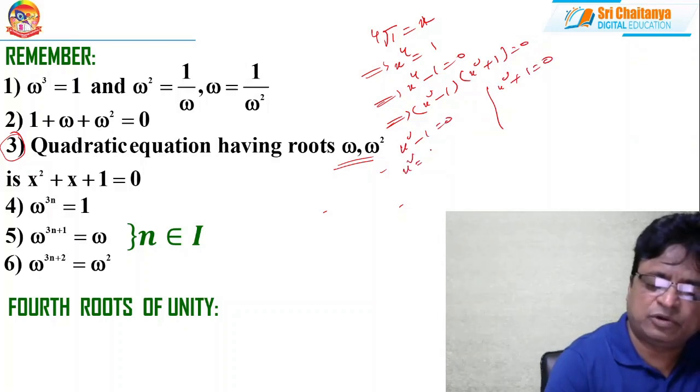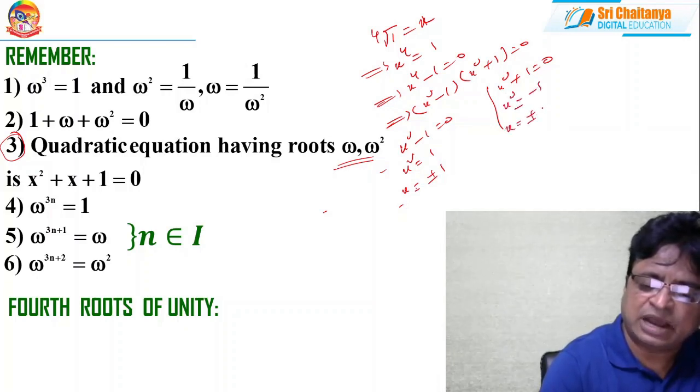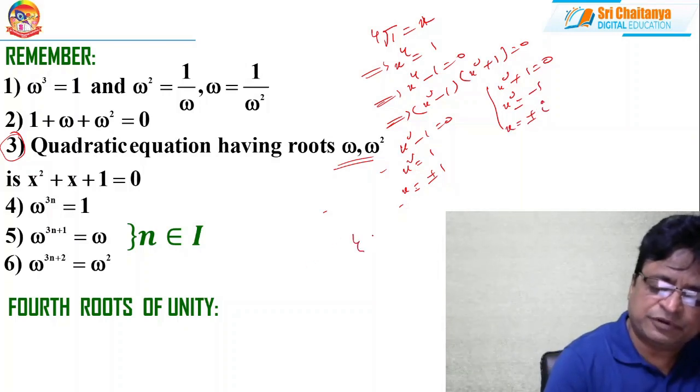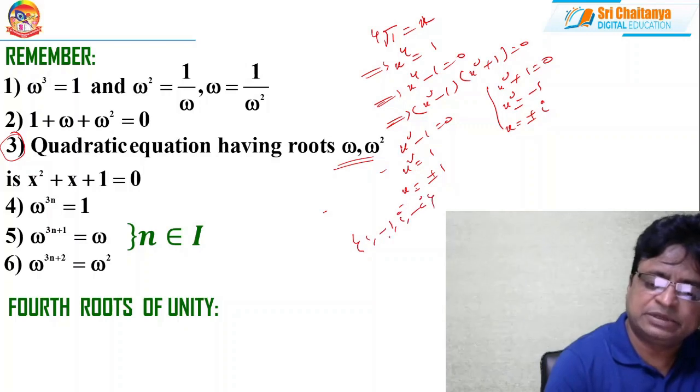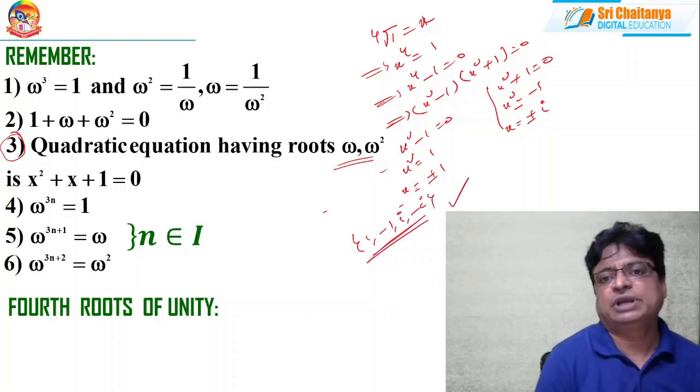x square is equal to 1, so x is equal to plus or minus 1. Here x square is equal to minus 1, so x is equal to plus or minus i. So the fourth roots of unity are 1, minus 1, i, minus i. So just like cube roots of unity, here the fourth roots of unity are like this.